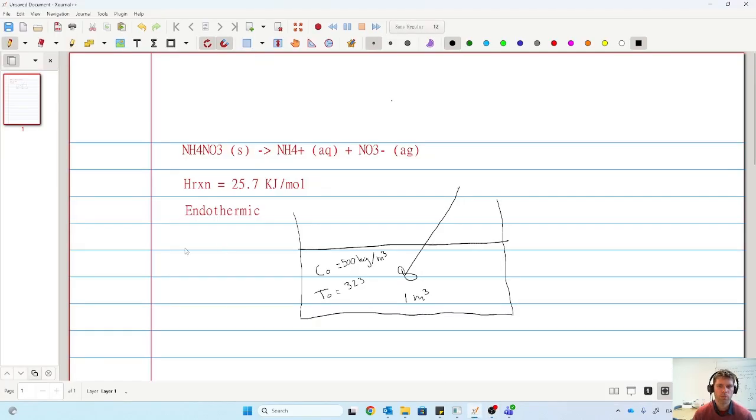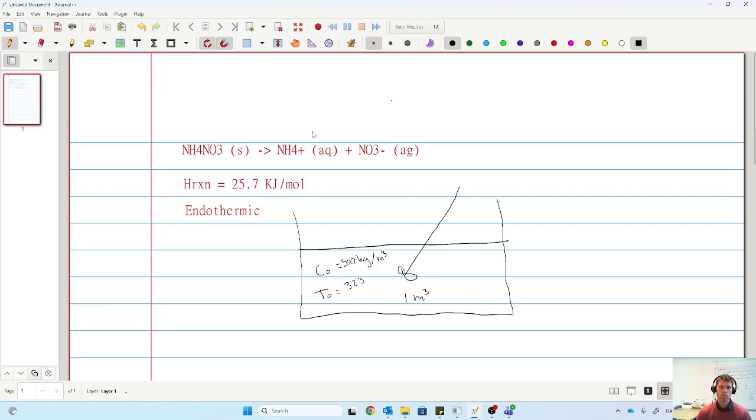In this video, we are going to work with a problem where we have a mass balance and a heat balance that interact. We are going to have the example where we have ammonium nitrate, which is a solid, and we put it into a reactor tank, and we then solubilize it into ammonium ions and nitrate ions.